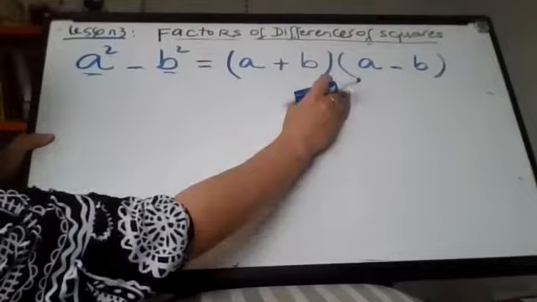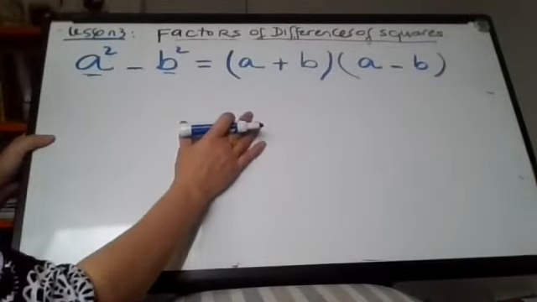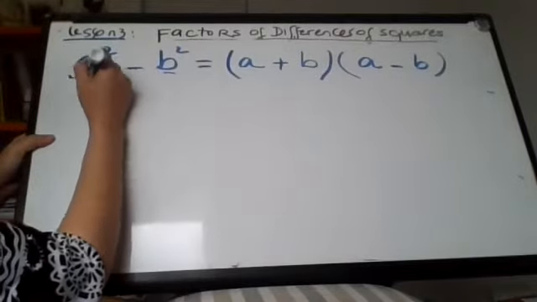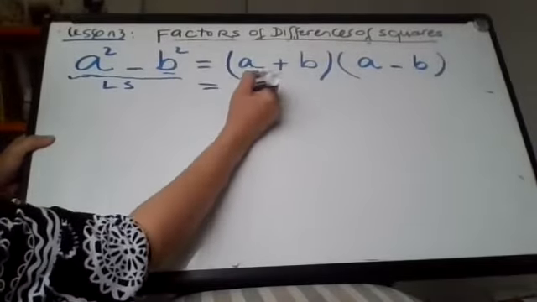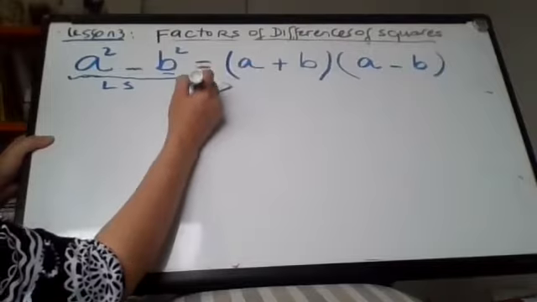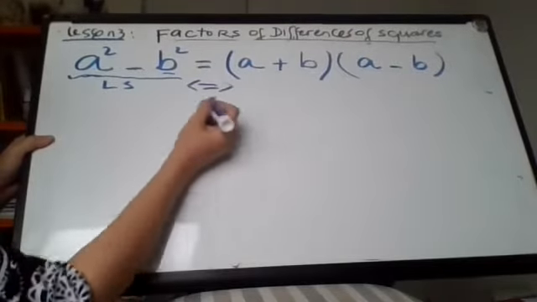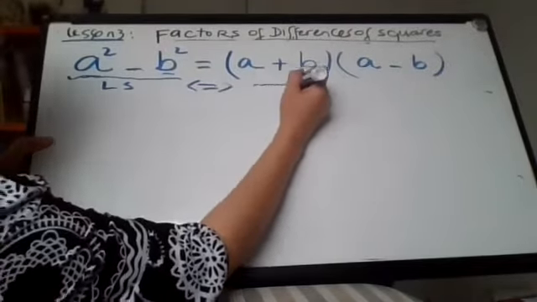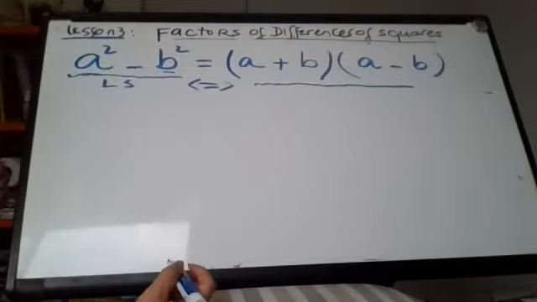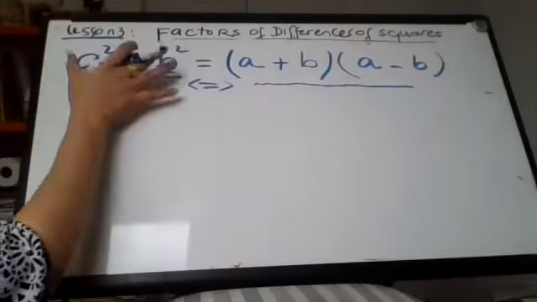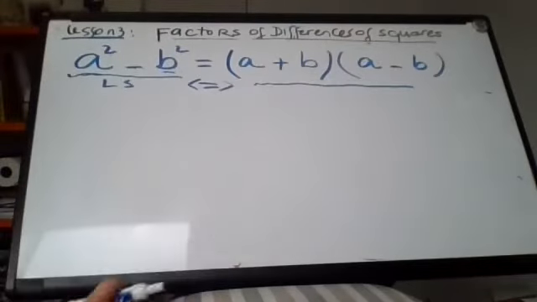If we apply this formula pattern, the left side always equals the right side. The arrow goes backward and forward: the right side always equals the left side, and the left side always equals the right side.